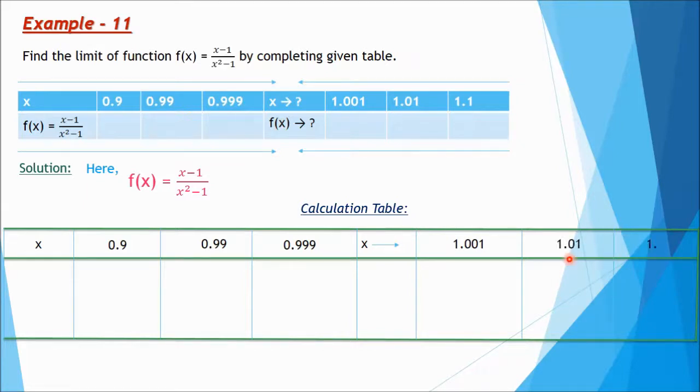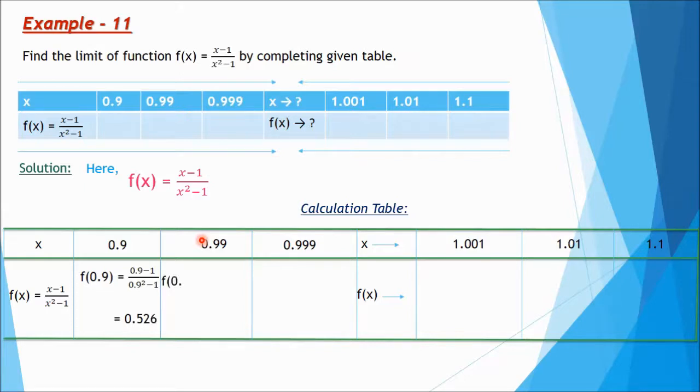Then 1.1, 1.01, 1.001. Now x is approaching from both ways, and f(x) also approaches from both ways. Our given function is f(x) = (x minus 1) / (x square minus 1). We can substitute the value 0.9, you can use your calculator: 0.9 minus 1, over 0.9 square minus 1. After using our calculator, we find the value as 0.526.